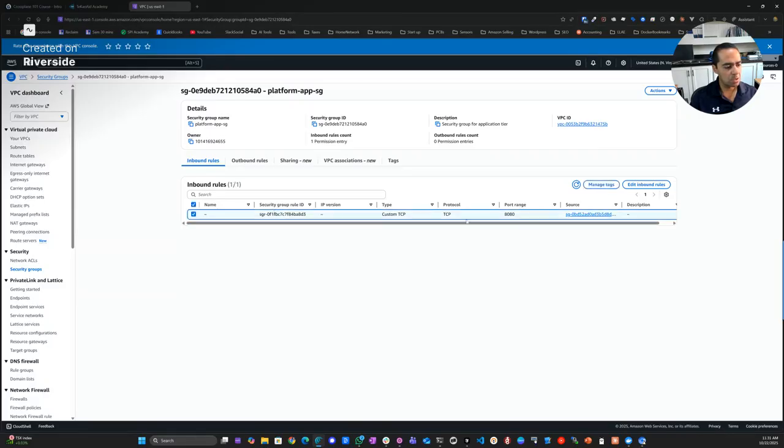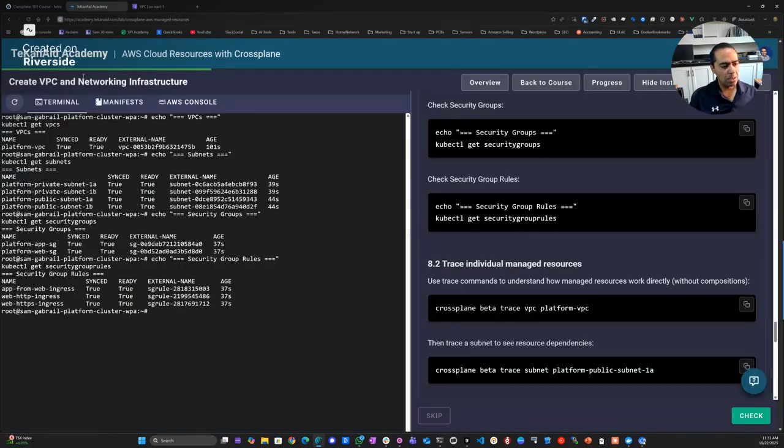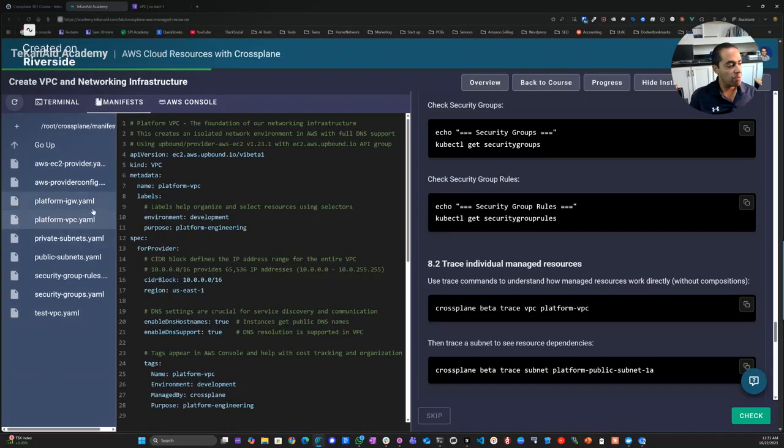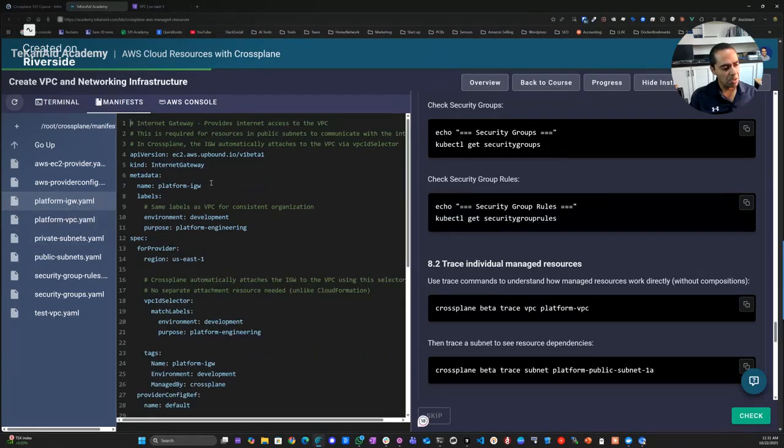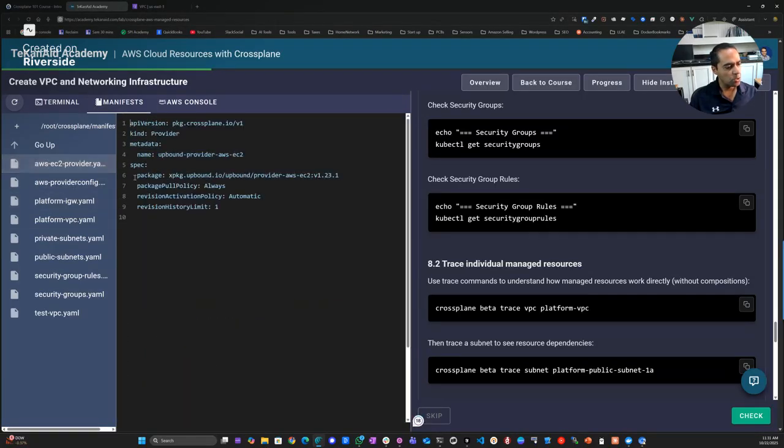So you can see this is the security group rule allowing port 8080 to come in. And that's it. As you can see, these are all created via manifests. So for example, I showed you the VPC manifest. This is the Internet Gateway manifest as well. So this is what got deployed. And this is the EC2 provider that we connect to. So this allows Crossplane to connect to AWS.